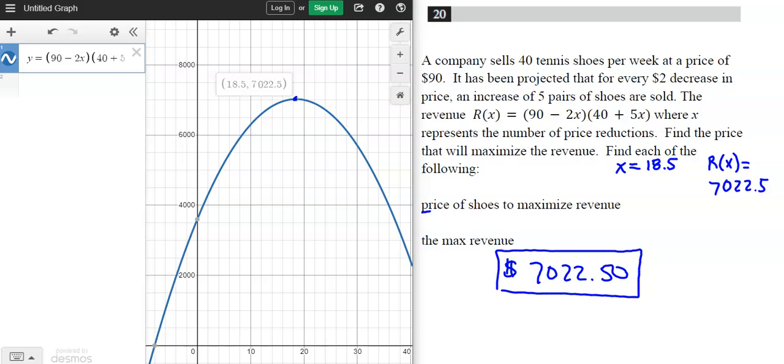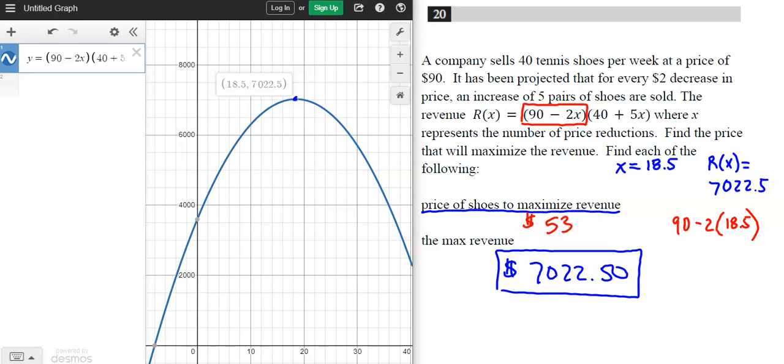But the other question says, what should be the price of shoes? Well, it's not $18.50 because X didn't represent the price of shoes. X was the number of reductions. So remember, this is the price part. That was the price of the shoes. So if I do 90 minus 2 times 18.5, putting X in there, that's 90 minus 37. That would mean a $53 pair of shoes is going to give me the very best, highest revenue possible.